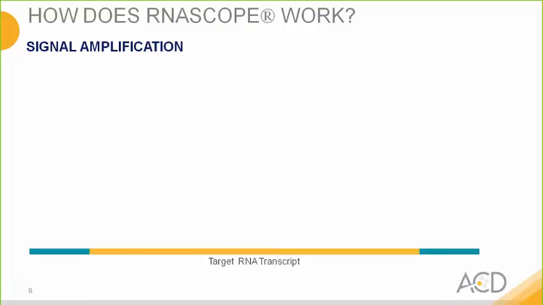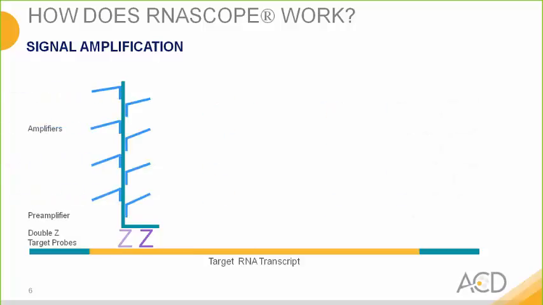And so how does RNAscope work? Here is a schematic cartoon showing the signal amplification. Here you see below the target RNA transcript. These are the double Z target probes binding to your target RNA. The preamplifier then binds to the top of the double Z probe, followed by subsequent binding of the amplifiers to your preamplifier, and the label probes binding to the amplifier.